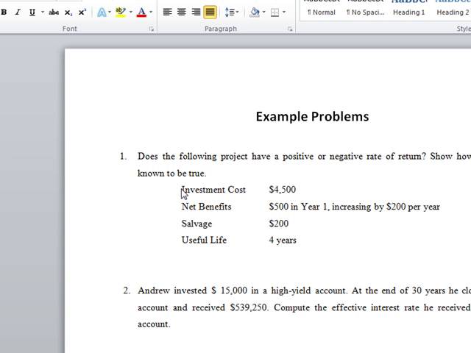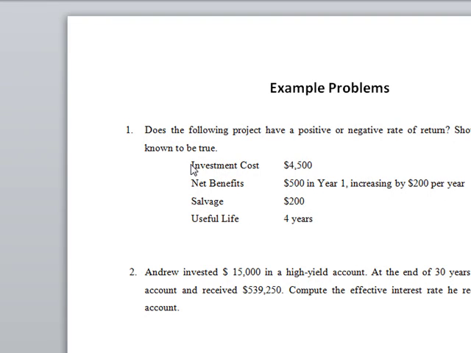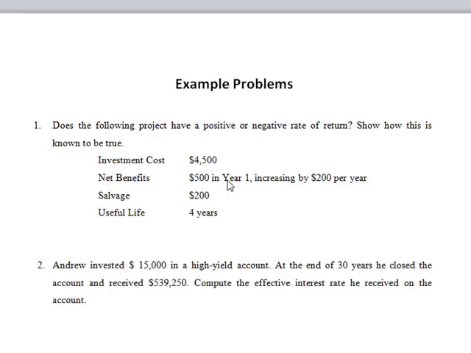First number is investment cost. So the initial cost of the project is $4,500. Then this is the cost of the project. Now we need to look at the benefits of the project. So net benefits are given. In the first year, the project gives $500 in benefits. So $500 is a benefit in year one, and after that, every year the benefit increases by $200. So, for example, first year $500, second year $500 plus $200, $700, and so on and so forth.